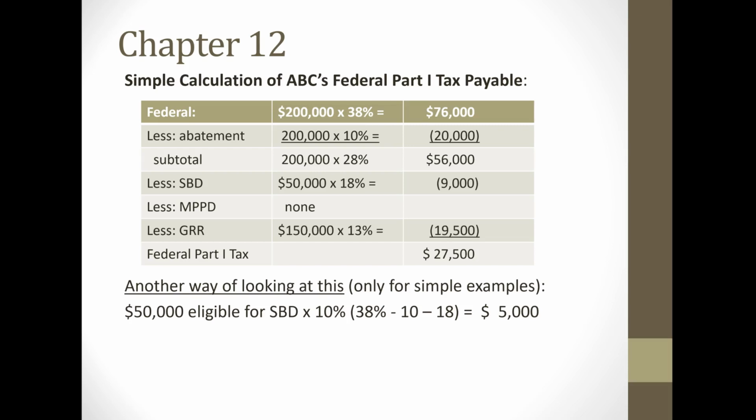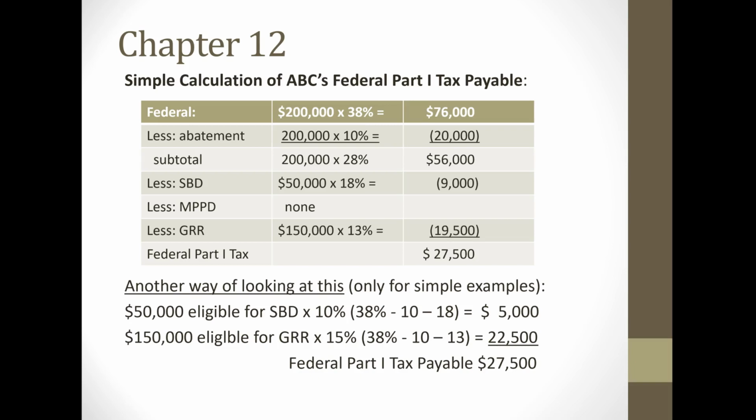On the remaining $150,000, we get the general rate reduction. So 38% minus the 10% abatement minus the 13% general rate reduction is going to leave a rate of 15%. So on the remaining $150,000, we pay 15%, which is $22,500, and we're still going to arrive at federal Part 1 tax payable of $27,500. Now, we can only do this method for simple examples.